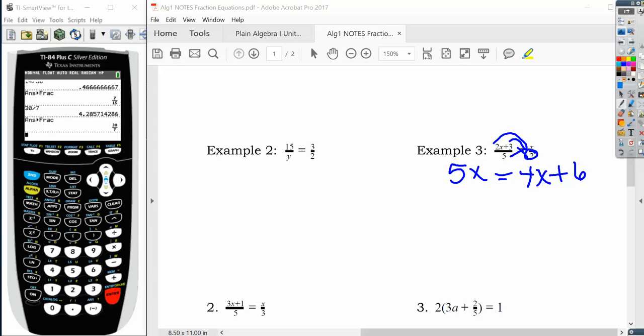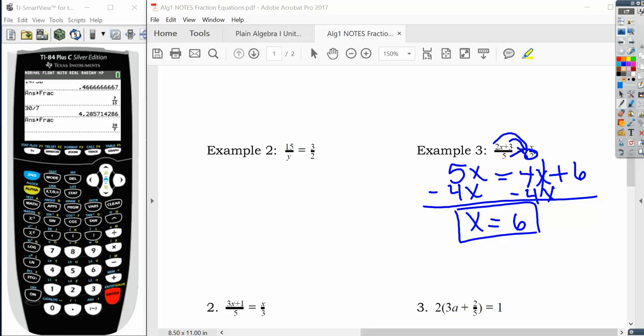Okay, so notice I have variables on opposite sides. So I have to get my variables on one side. So I'm going to move 4x by taking the opposite, which is negative 4x. So now 5x minus 4x, that's just x. X equals 6. Hey, I'm done.